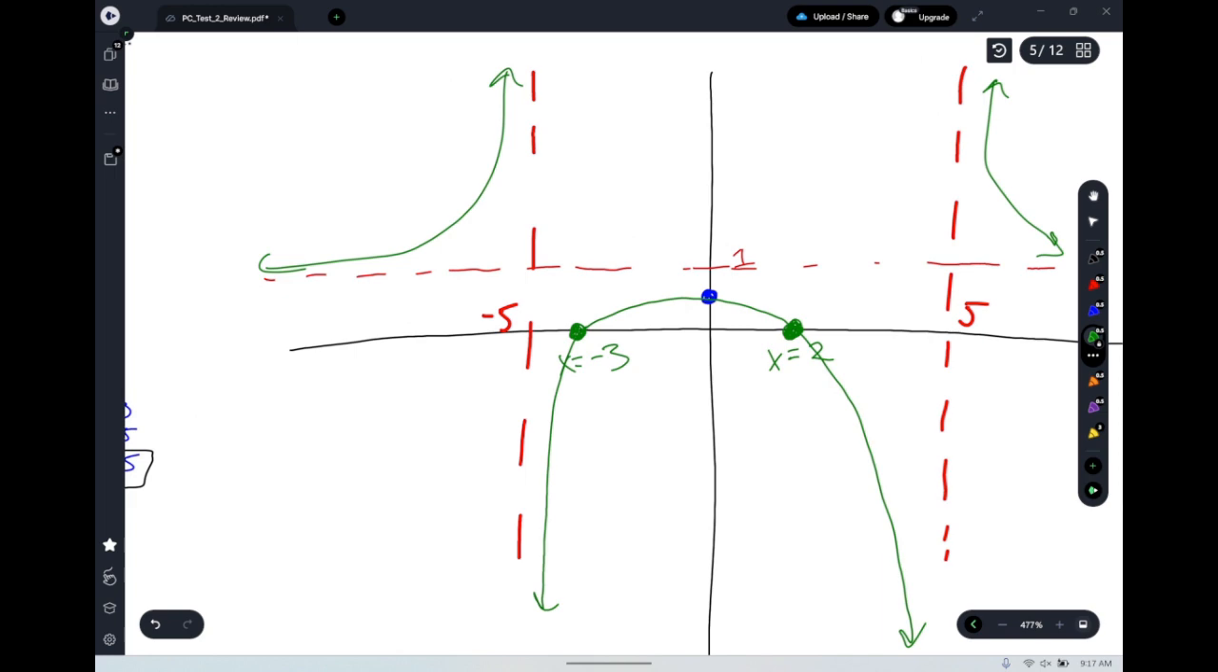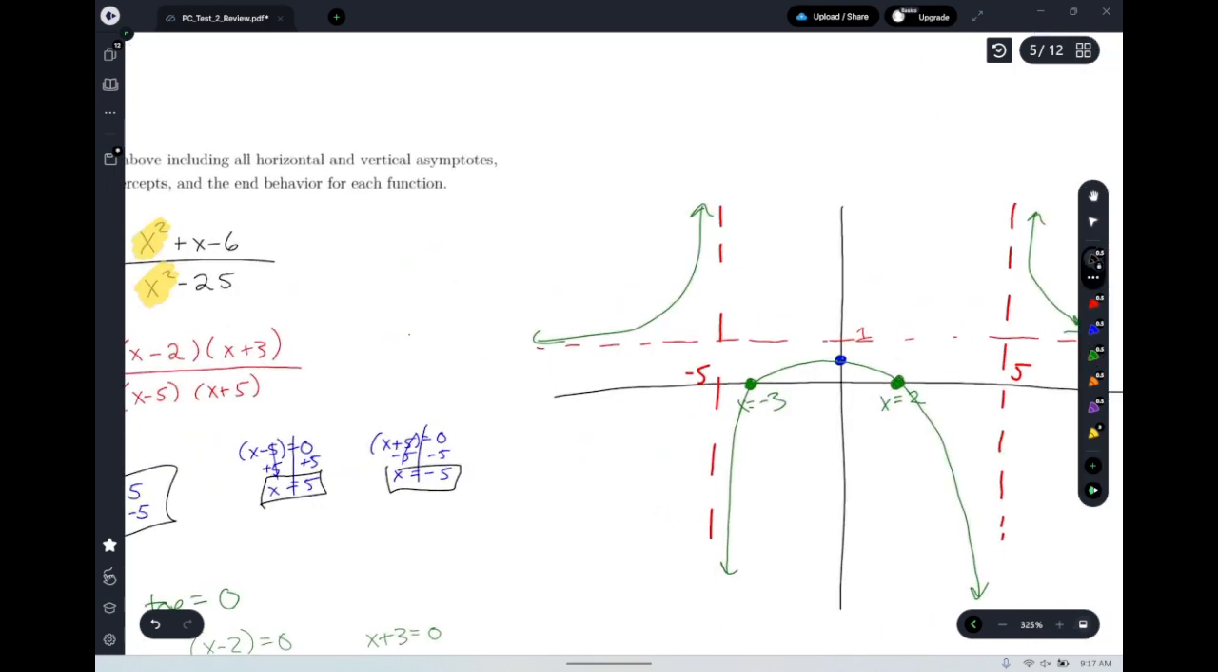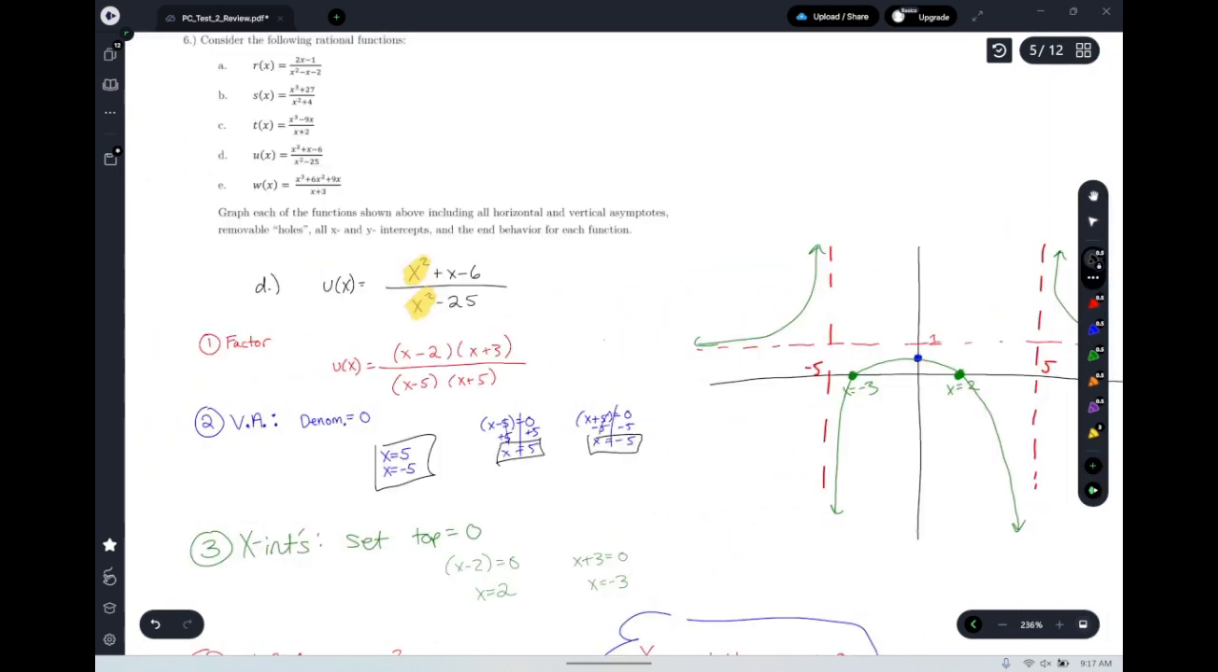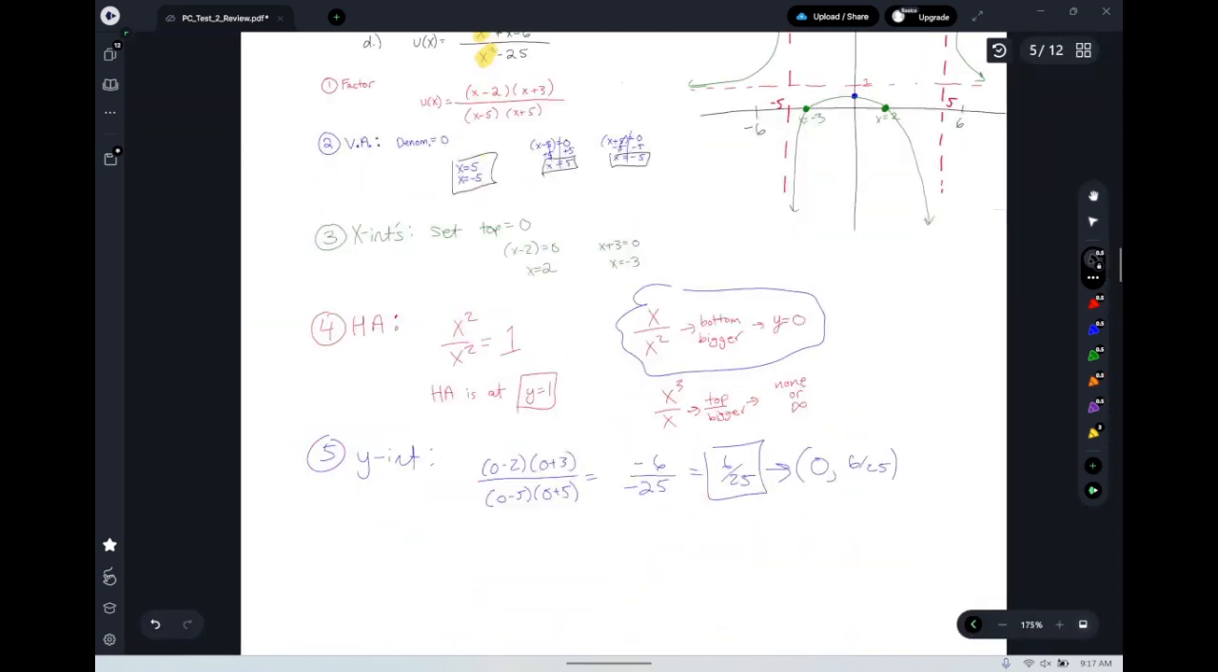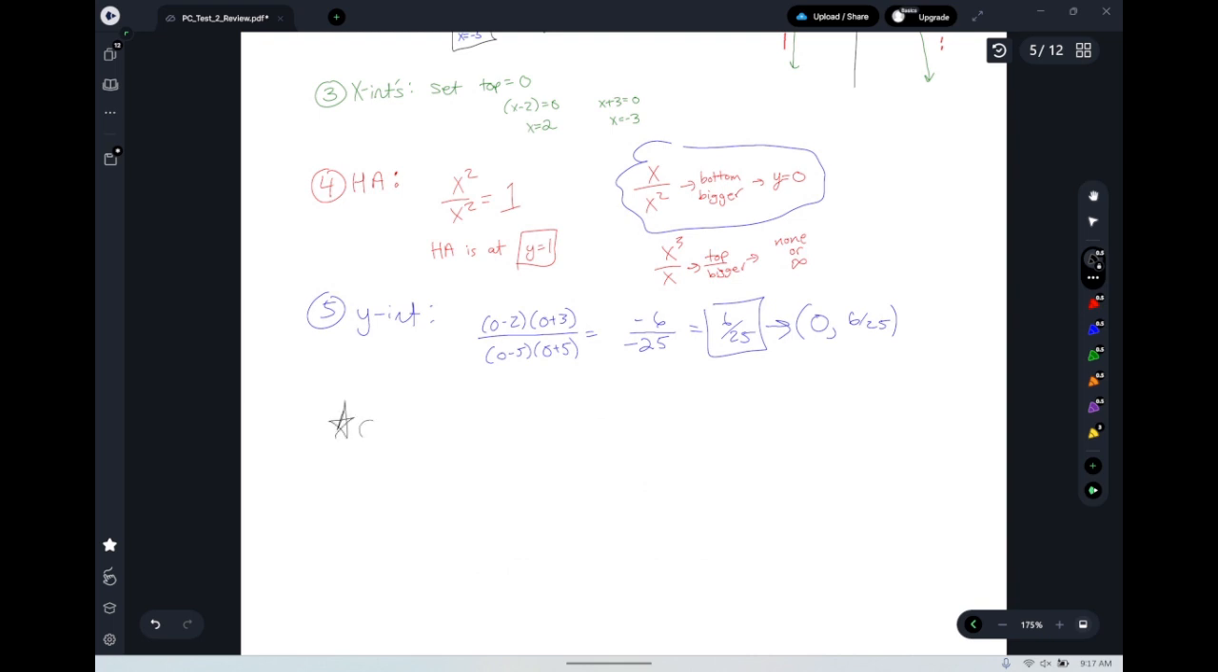But you know what we better do just to be safe because we're taking a test and it's important? Plug in a number and see. Plug in negative 6. What would you plug in? Positive 6 and see what happens. So after that, to check, I would plug and chug negative 6 and positive 6 just to see if they end up above 1 or not. I bet they do.